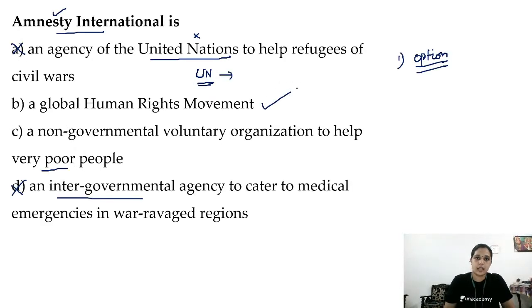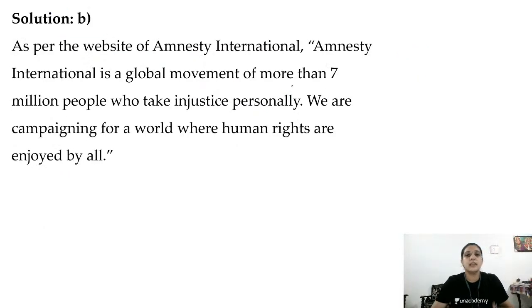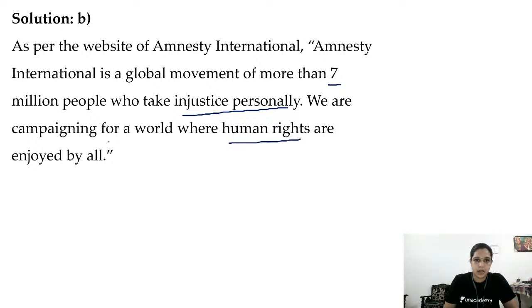What is Amnesty International? See, this also came in the news, that year's current affairs. As per the website of Amnesty International, it's a global movement of more than 7 million people who take injustice personally. Okay, so they are campaigning for a world where human rights are enjoyed. They majorly work for human rights.